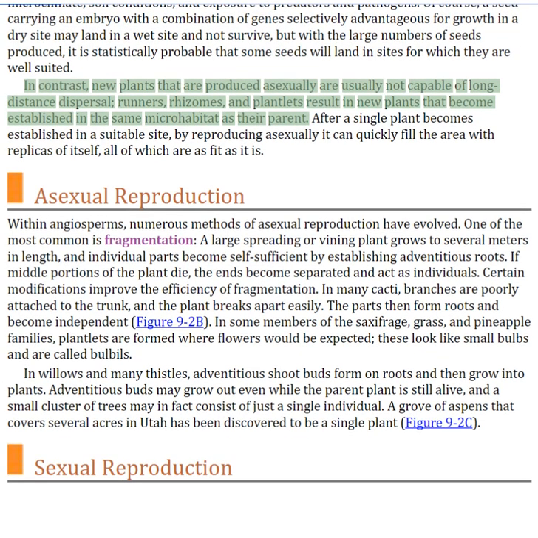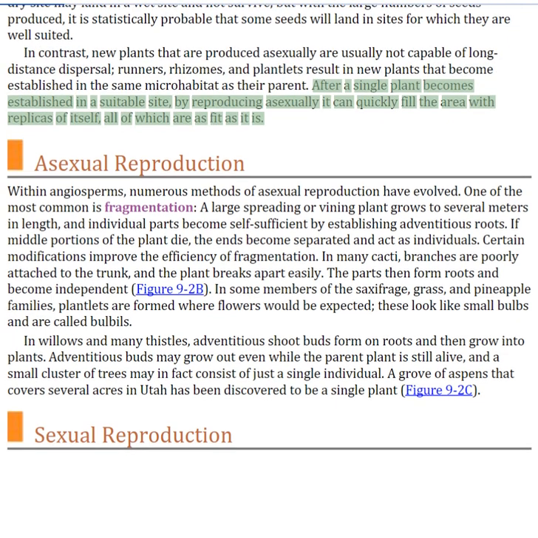In contrast, new plants that are produced asexually are usually not capable of long-distance dispersal. Runners, rhizomes, and plantlets result in new plants that become established in the same microhabitat as their parent. After a single plant becomes established in a suitable site, by reproducing asexually it can quickly fill the area with replicas of itself, all of which are as fit as it is.